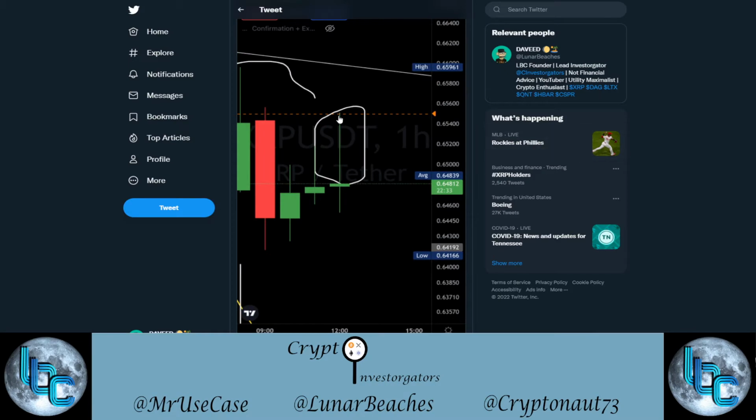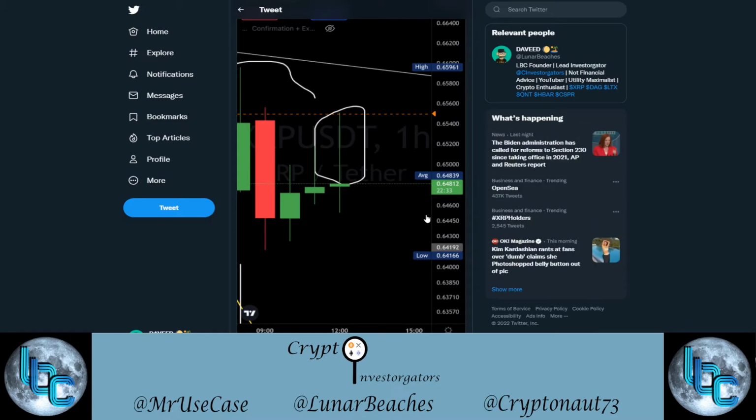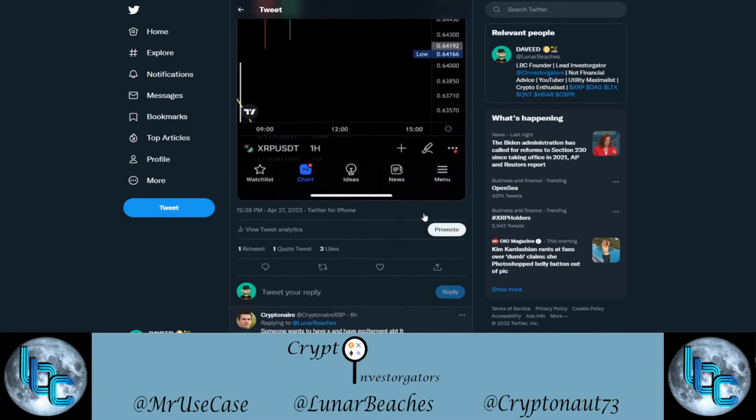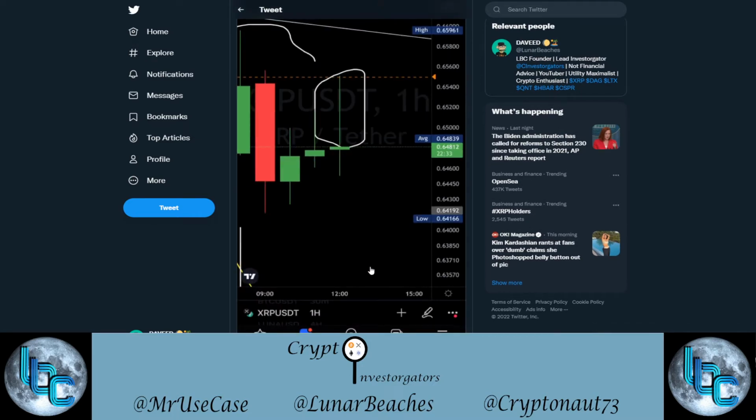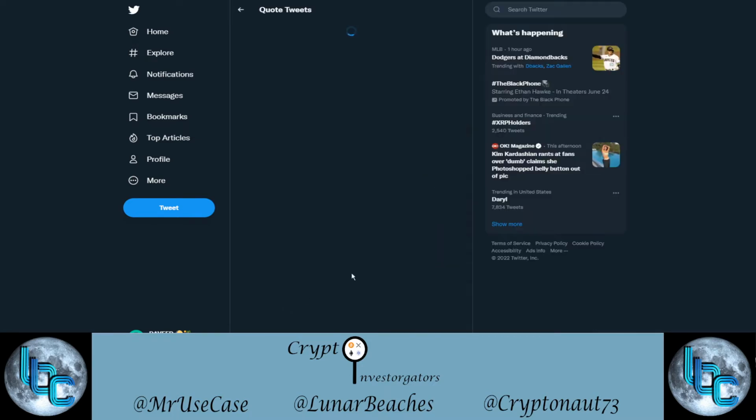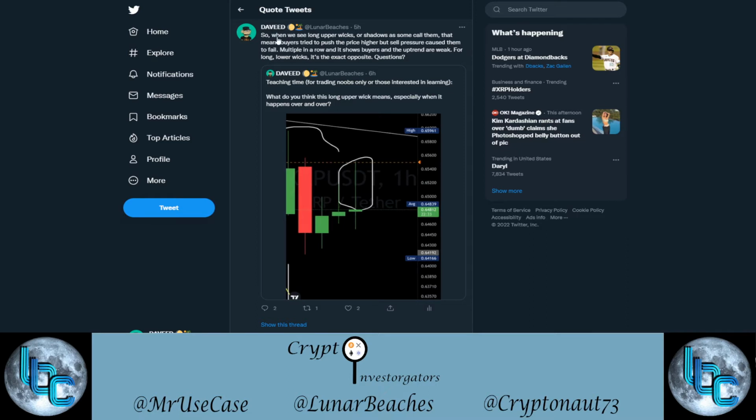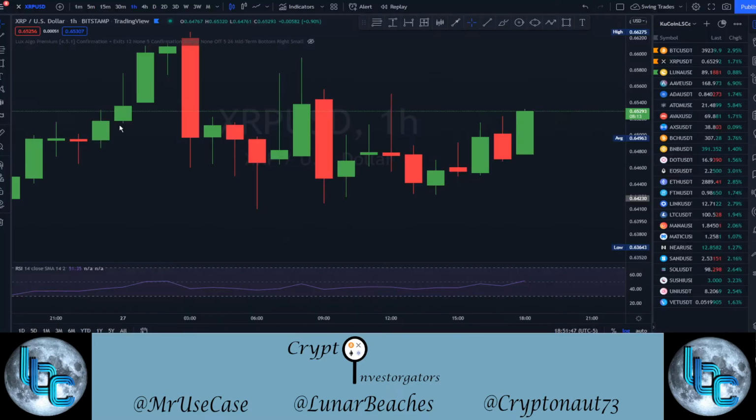So what I was getting at with this tweet, I explain in a quoted tweet. I explain, when we see long upper wicks or shadows, that means buyers tried to push the price higher, but sell pressure caused them to fail. Multiple in a row shows buyers in the uptrend are weak. For long lower wicks, it's the exact opposite.